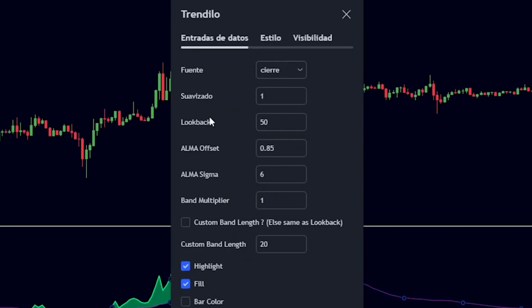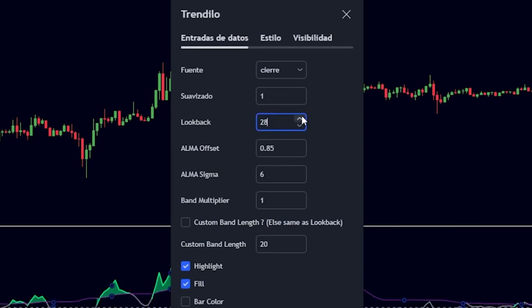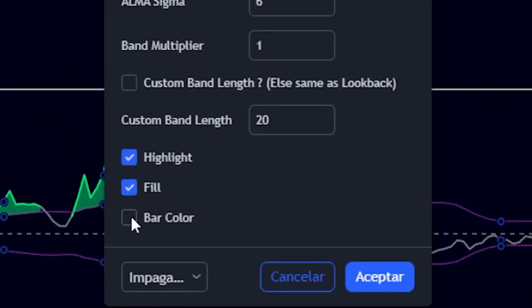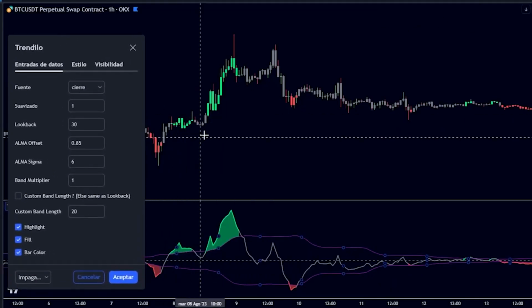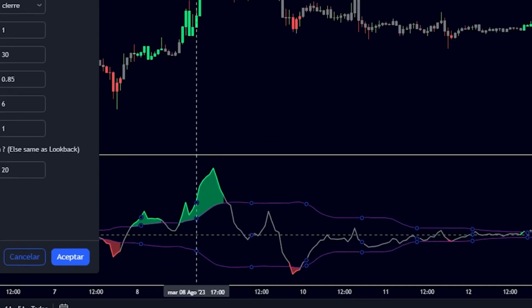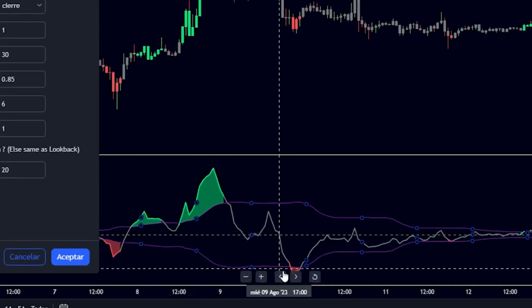First, in the configuration area, we will change the lookback from 50 to 30. You know that we always try to find the best ways to complete your operation. Another option that we will mark will be the bar color, that is, to color the candles according to the trend in which we are, and especially to mark those areas of overbought and oversold.